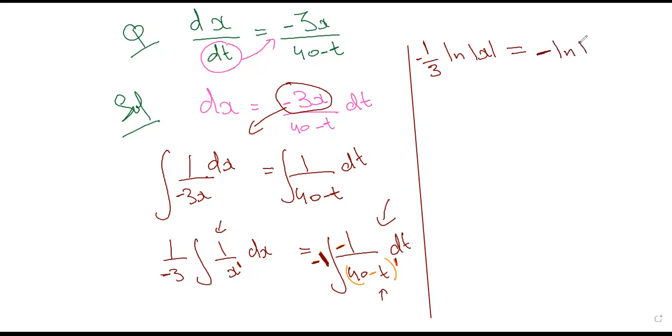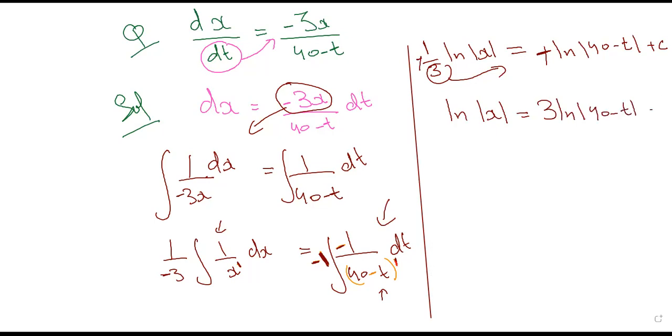So this will give me ln 40 minus t plus c, right? I can take this 3 to that side because I want it in terms of x. So ln x equals, and this minus can be cancelled. So I will have 3 ln 40 minus t plus c. Ln x equals ln 40 minus t. Can I take this 3 to the power of this function? Yes, you can. You know this concept?